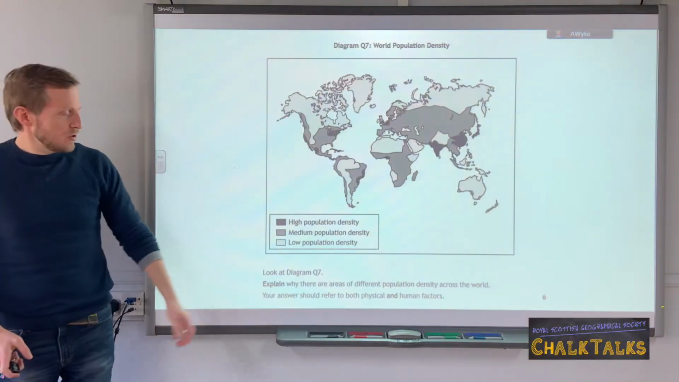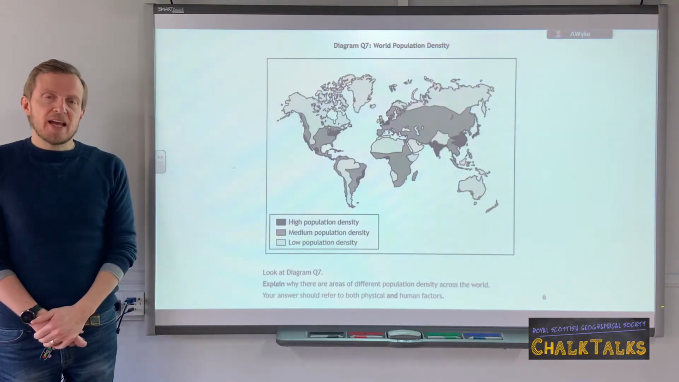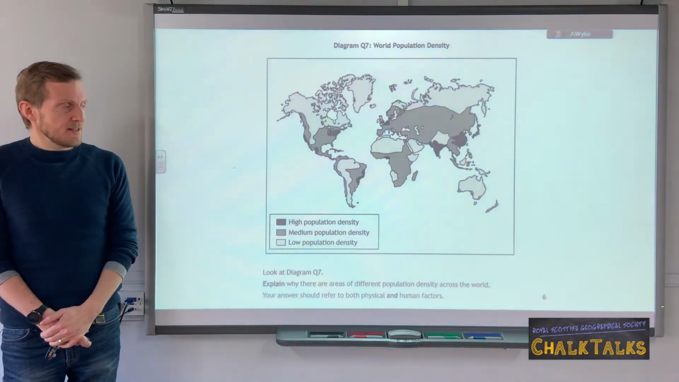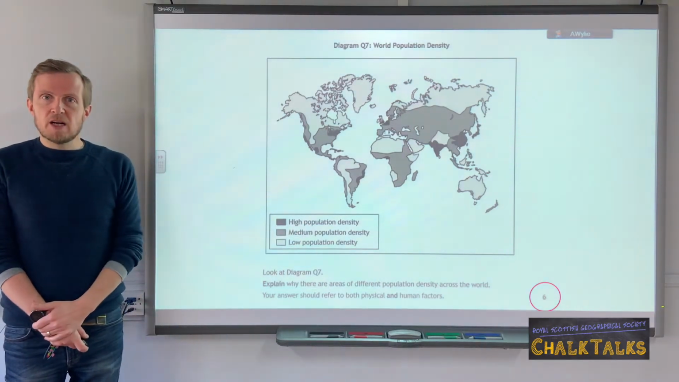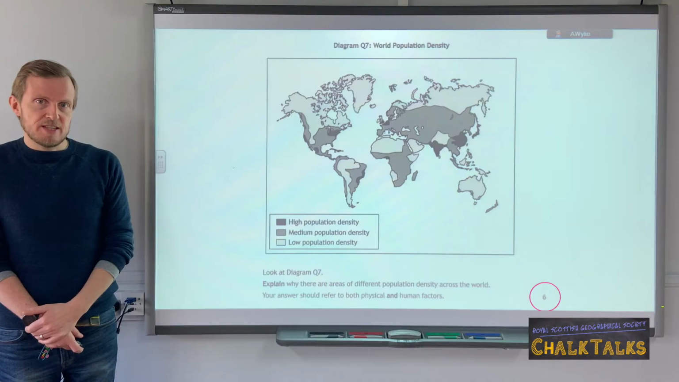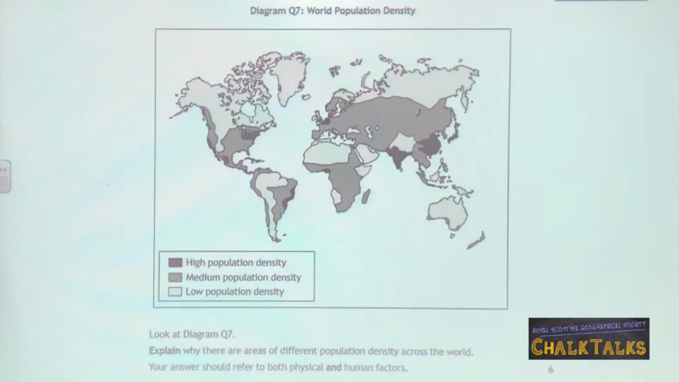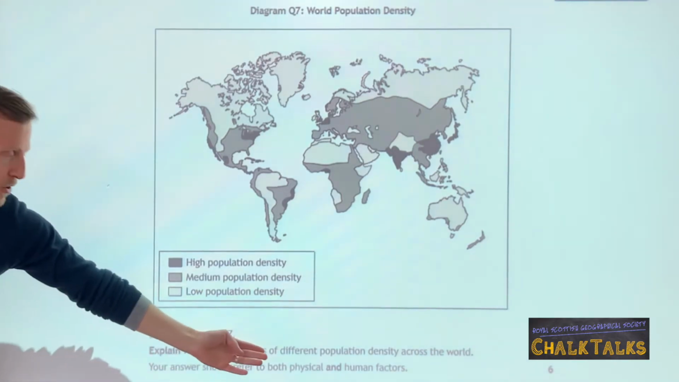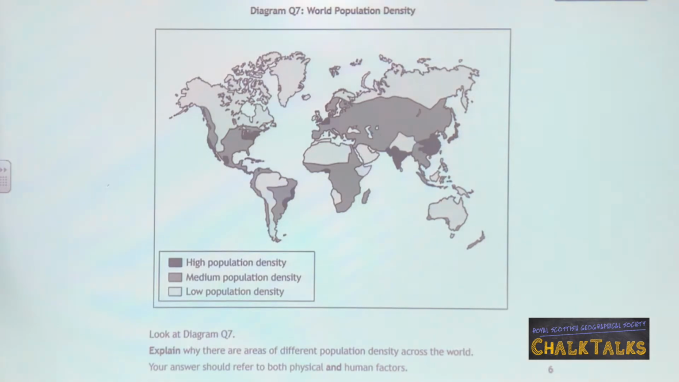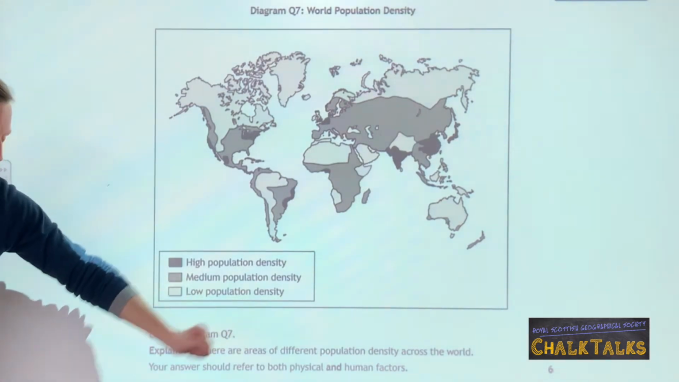We're now moving into explain questions. That involves us having to give reasons. We are also looking at a 6-mark question, so we're looking to give 6 reasons. The map shows us the population density of the world, and it shows us areas that have a high population density, as well as areas of the world that have a low population density. And we have to offer up 6 reasons for the variation. These reasons should refer to both physical, those are natural factors, as well as human.